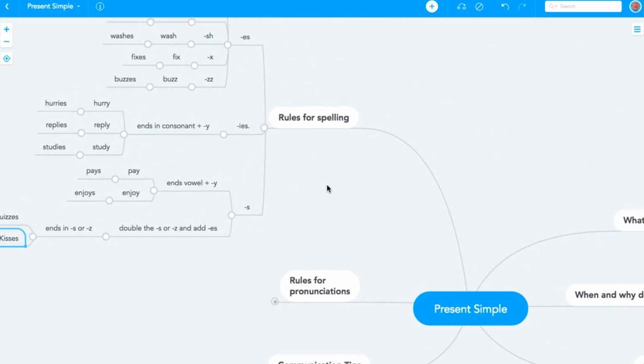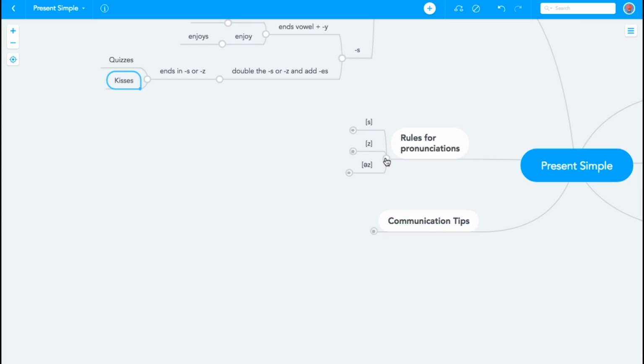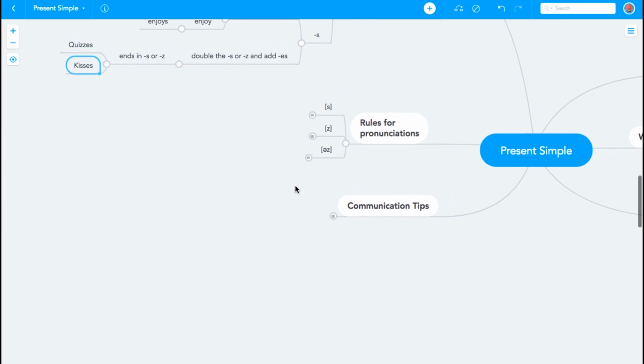All right, guys. So that is as far as we go for our rules of spelling, but our rules for pronunciation. We have three different sounds. The first sound is the sound s, like snake. S. The next one is the mosquito sound z, z. So we have s, and we have z, and then we have s.